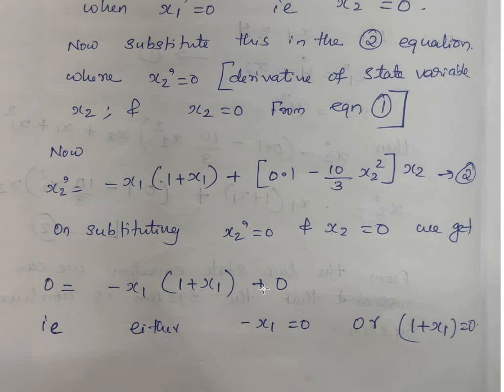That is why I am writing as plus 0 here, and by substituting x2 dot equal to 0, the LHS of the equation will be also 0. Now, we got an equation like this, that is minus x1 into 1 plus x1 equal to 0. If minus x1 into 1 plus x1 is 0, that means either the value of minus x1 can be 0 or the value of 1 plus x1 can be 0. So, there are two conditions here for x1, either minus x1 can be 0 or 1 plus x1 can be 0.